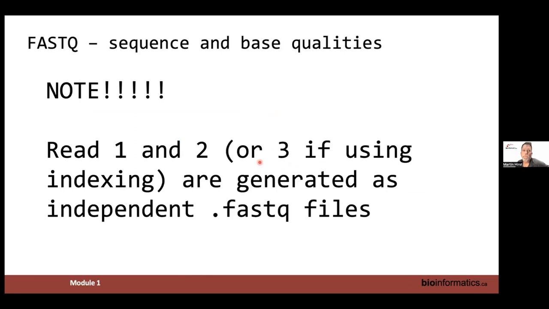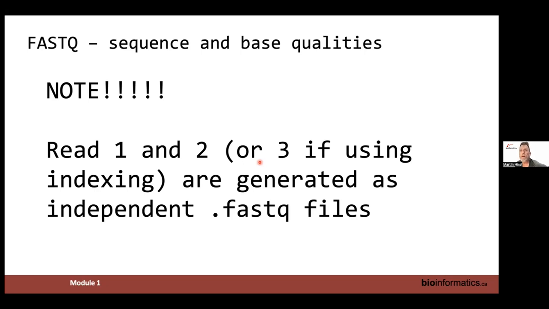Okay, so note that during the sequencing process, read one and read two are generated independently, and they result in independent FASTQ files. This is also true for your index, as I said. And more recently, we've even moved to a dual barcode system where we have indexes on either end. So some of you might be familiar with two barcodes, essentially the same process, except we're reading the index off both the 5' and the 3' end of the fragment.